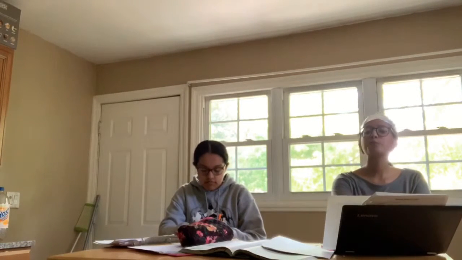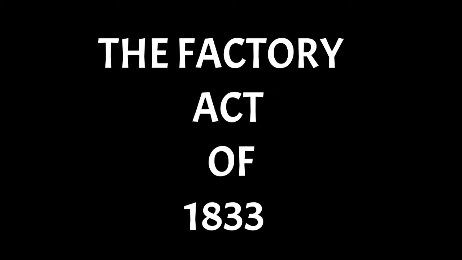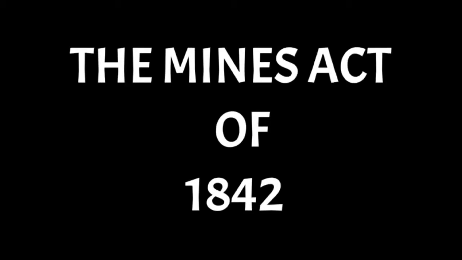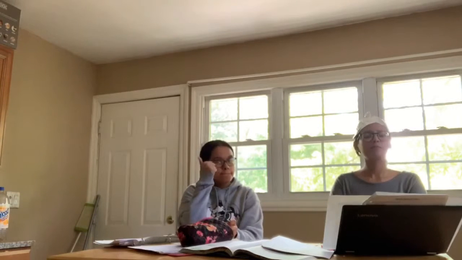Some reforms that were passed to regulate these situations were the Factory Act of 1833. This act stated that children under the age of 9 were not allowed to work. The Mines Act of 1842. This prevented women and children from working in the mines. And to eliminate the chance of factories abusing the labor of children, the government would eventually pass laws to set minimum wage and to completely end child labor.